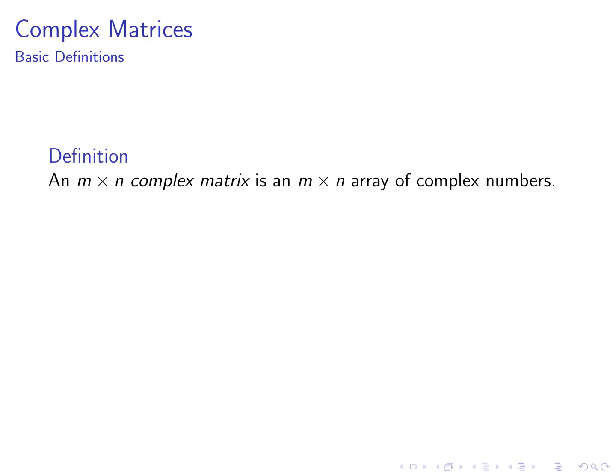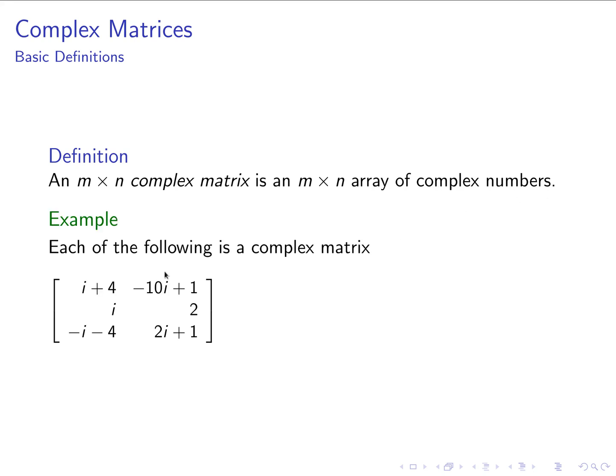Now that we understand the language of complex vectors, we can use that language to construct a theory of complex matrices. So an m by n complex matrix is an m by n array of complex numbers. For example, here we're looking at a perfectly good 3 by 2 matrix, but the entries in this matrix are complex numbers, some of which are not real numbers.